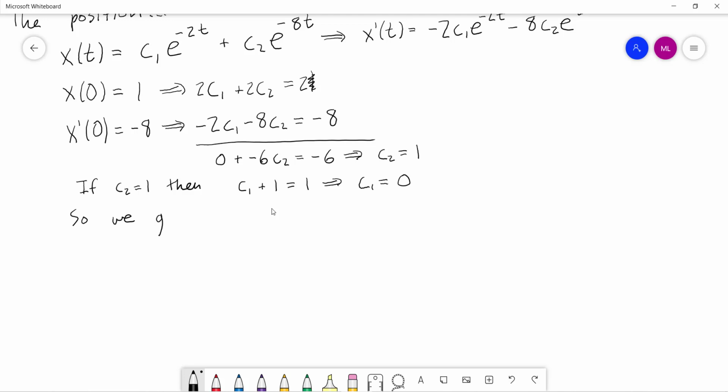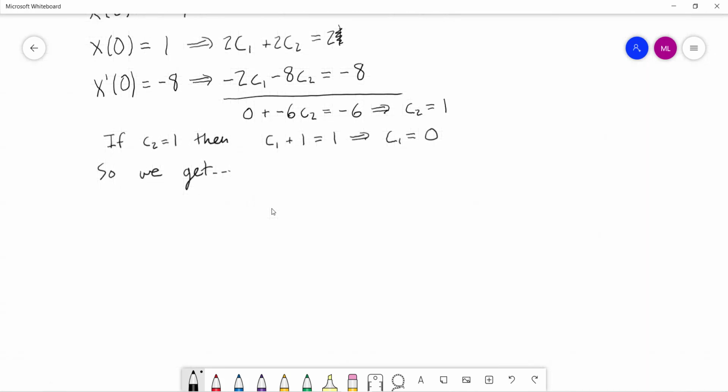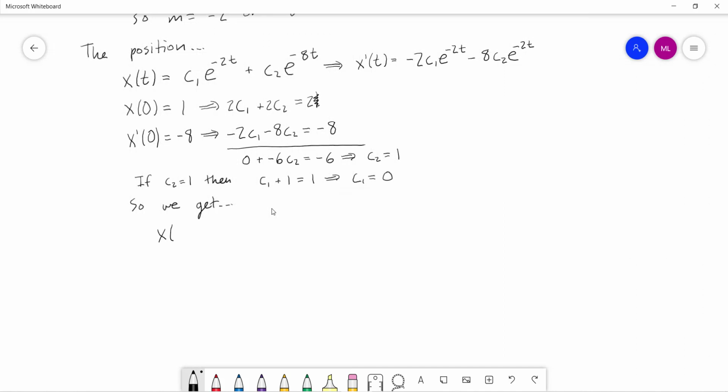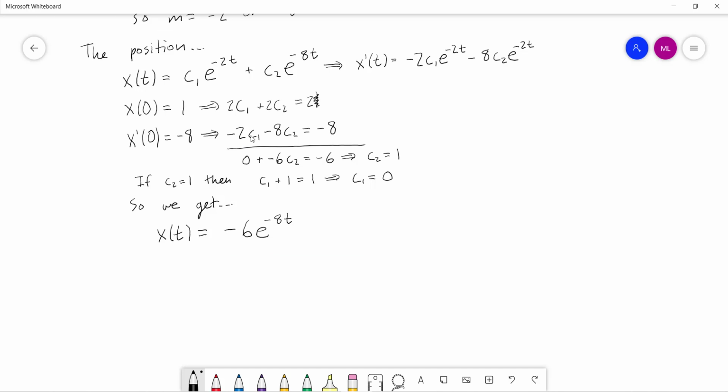So we get, in this case, for our solution, that x of t is equal to simply -6 e to the -8t. Hopefully I didn't totally screw up some algebra in here. But I don't see any obvious mistakes here at least. So hopefully that's right. Cool, so there's our solution.